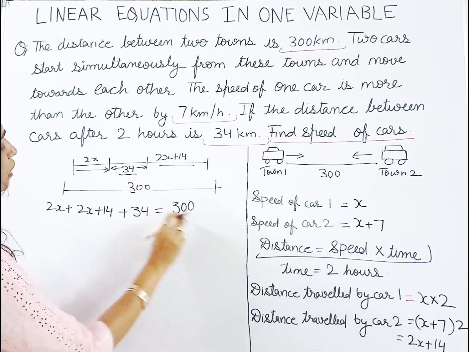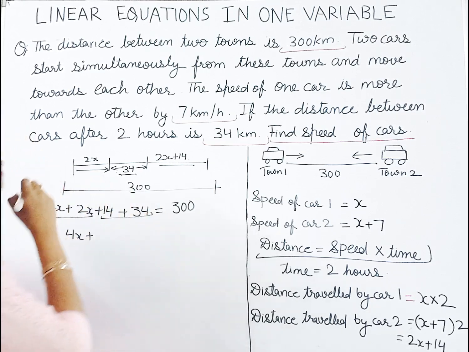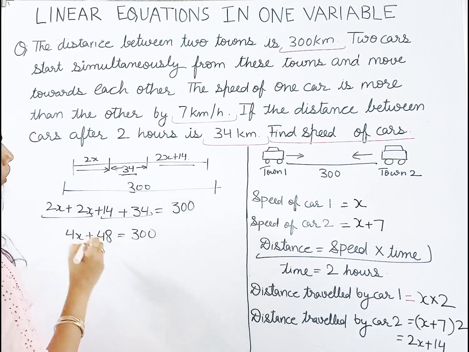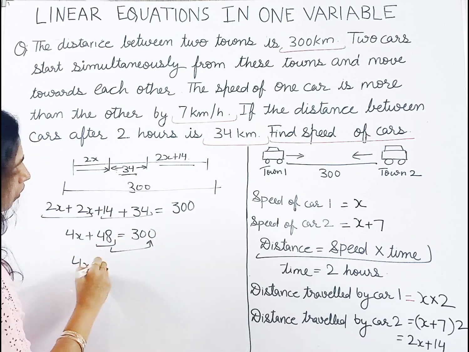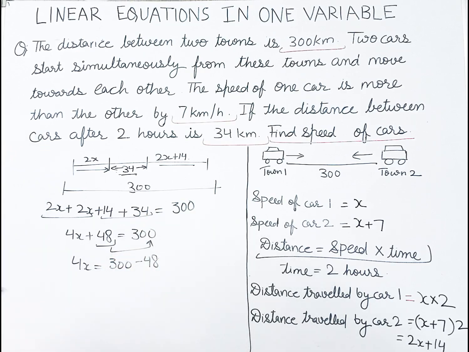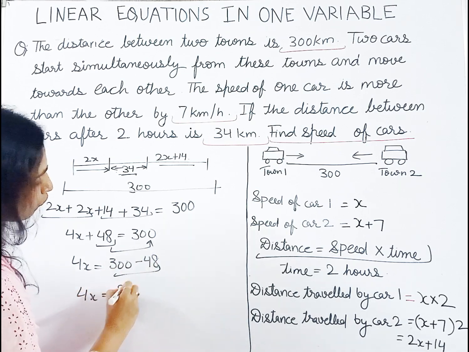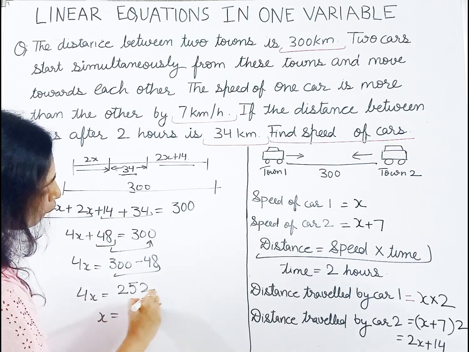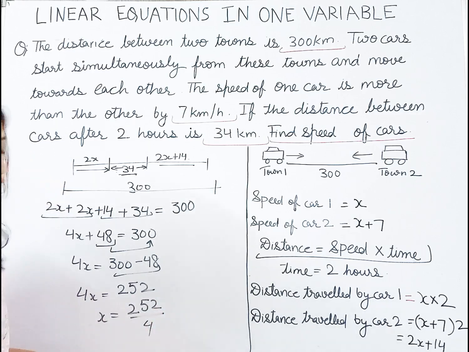So how are we going to solve this equation? 2x plus 2x is 4x, plus 14 plus 34 is 48, is equal to 300. Now we can shift this 48 to the other side of the equation and it becomes minus 48. Now 300 minus 48 is equal to 252. And now the value of x comes out to be 252 divided by 4.